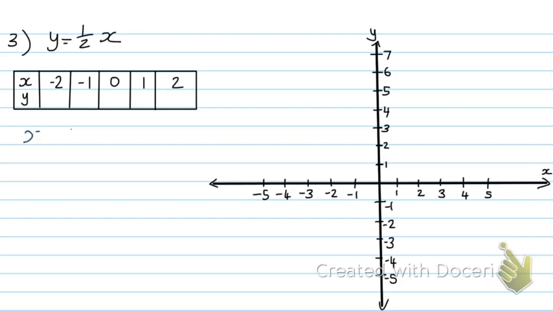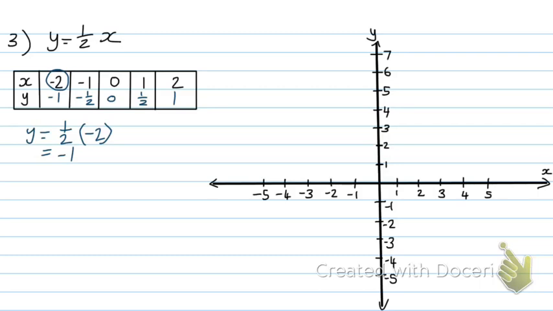So it's going to be y is equal to a half times x, which is negative 2. I'm first using that value. A half times negative 2 is negative 1. Okay, a half times negative 1 is negative a half, times 0 is 0, a half times 1 is a half, times 2 is 1.